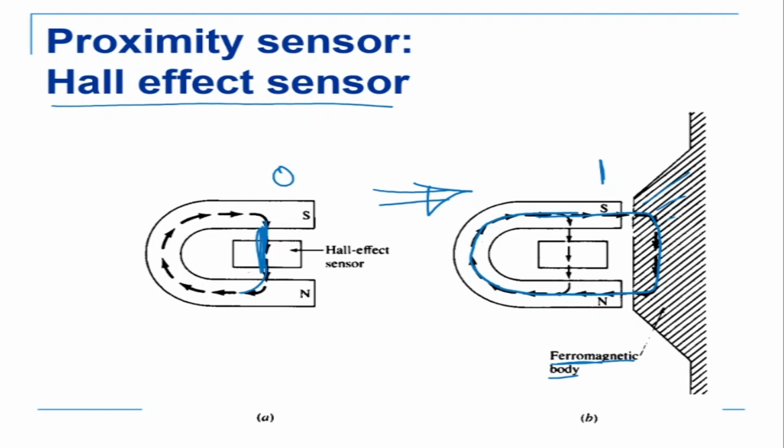So how does it function? If a part comes in front, there's a magnet. So the magnet is going to induce magnetism into the ferromagnetic body, which is going to pull the lines of force out like this. And in pulling the lines of force out, the lines of force will not pass through the Hall effect sensor. And this is sensed by the Hall effect sensor, whether the magnetic lines of force are passing through the sensor or they're not passing through the sensor. And that is basically what it is sensing.